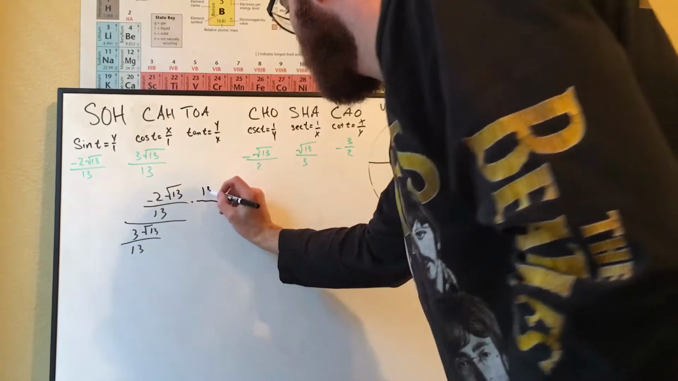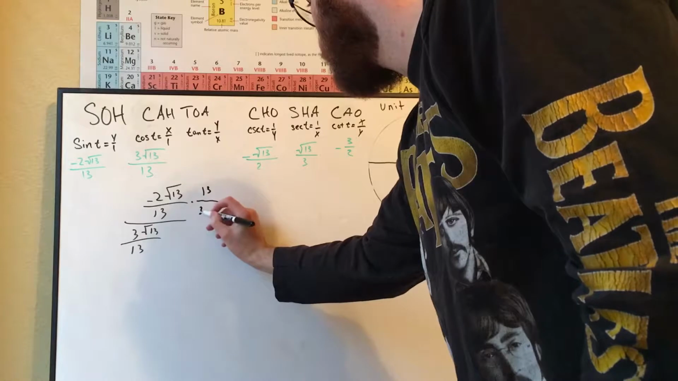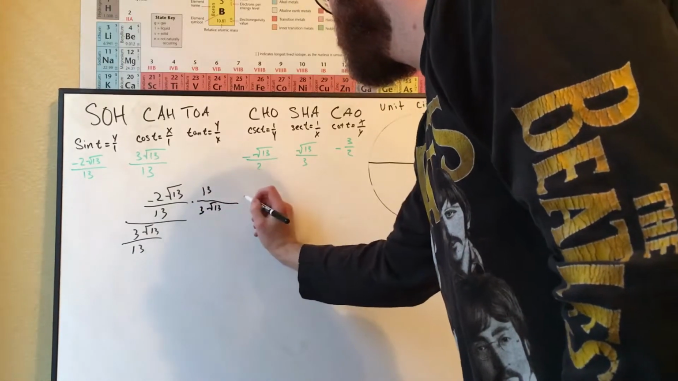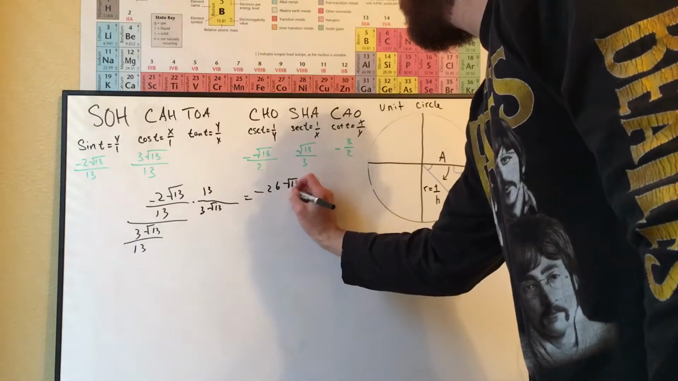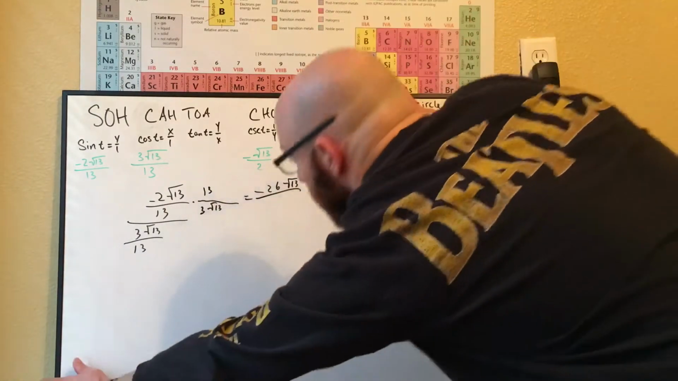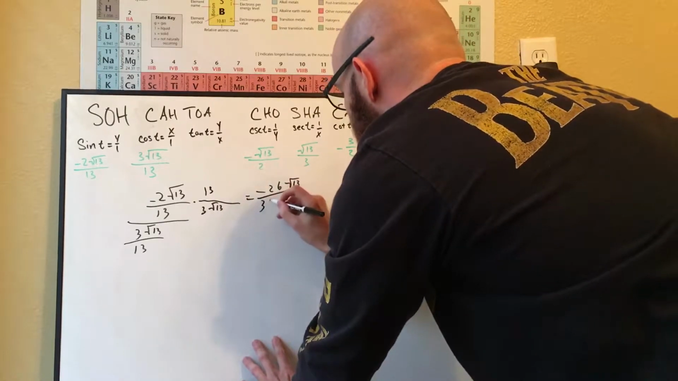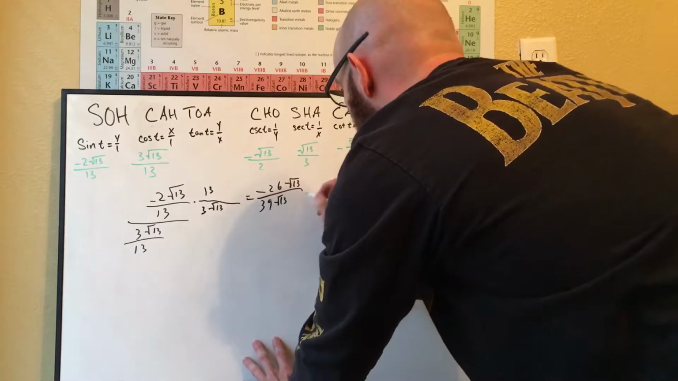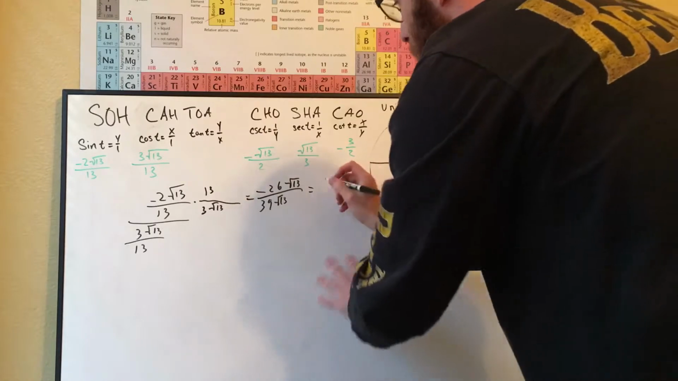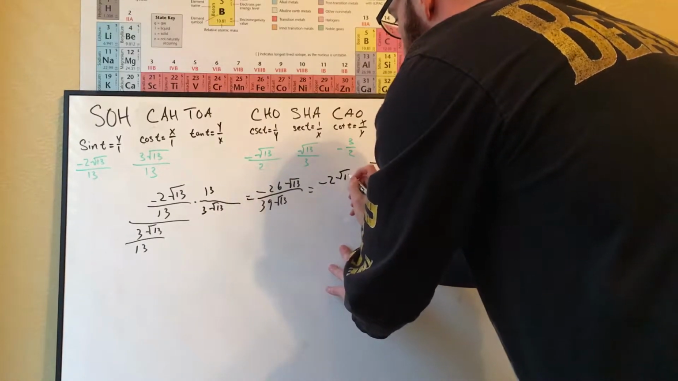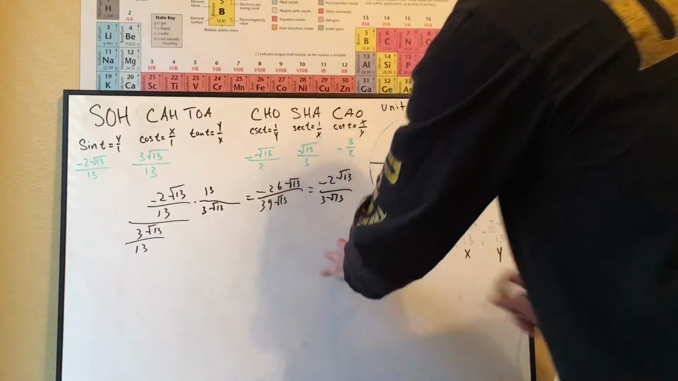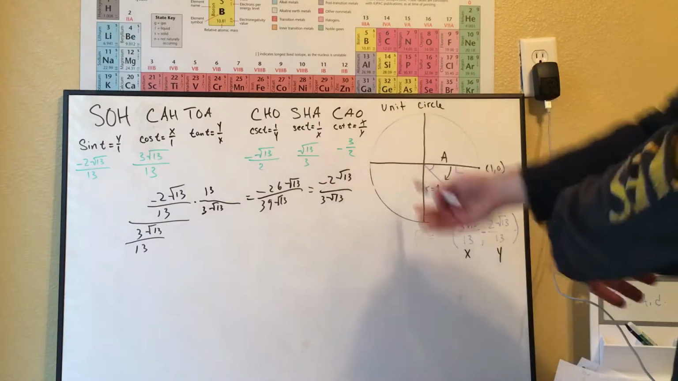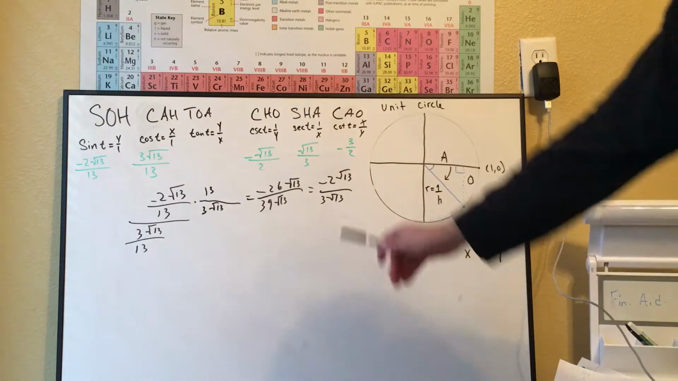So we'll multiply the numerator by 13 over 3 times the square root of 13, and this gives us negative 26 times the square root of 13 over, gosh, this is not staying still, 39 times the square root of 13. Or, both are divisible by 13, so we can rewrite it as negative 2 times the square root of 13 over 3 times the square root of 13. Well, now we have a radical, or a square root, inside the denominator. We don't want that. So we have to rationalize this.